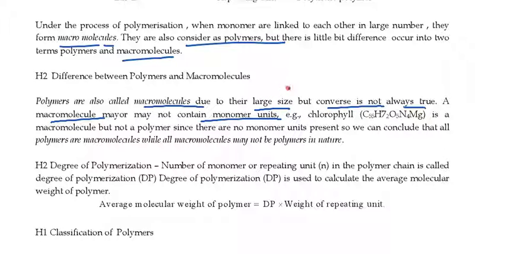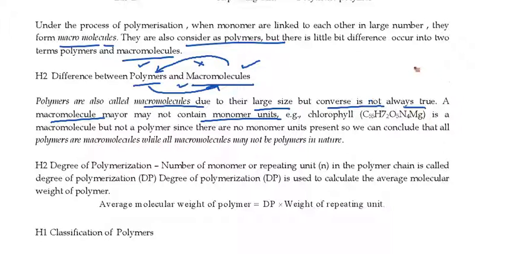In a macromolecule, multiple units get repeated many times. Macromolecule means the size of that particular molecule is large. So we can say macromolecules are not always polymers, but a polymer can always be termed a macromolecule. Polymers are called macromolecules on the basis of their size only.